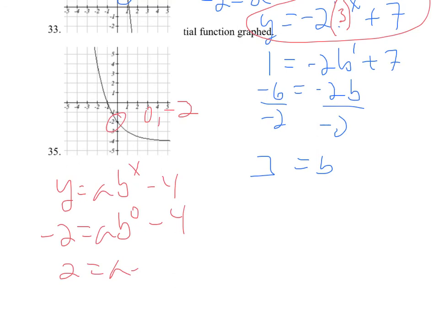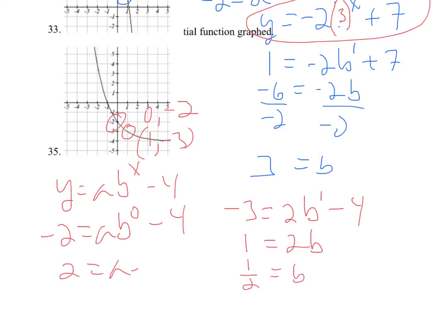And then let's see, there's got to be another point we're going to use. How about 1, negative 3? How about that's a nice, neat point to use? So negative 3 equals 2 times b to the 1 minus 4. So I'm going to add 4, that gives me 1. Divide by 2, I get b equals 1/2. So I'm pretty sure that this graph is y equals 2 times 1/2 to the x power minus 4. And that confirms my idea that this was an exponential decay equation just shifted down 4.